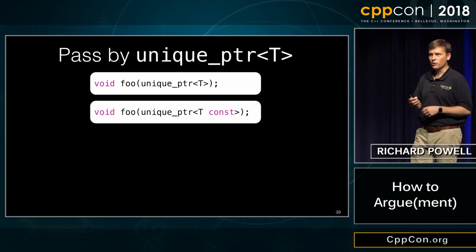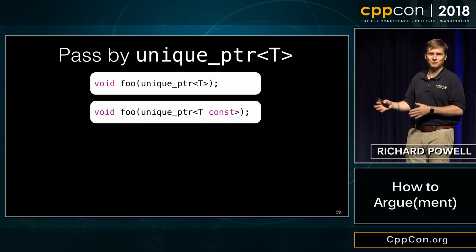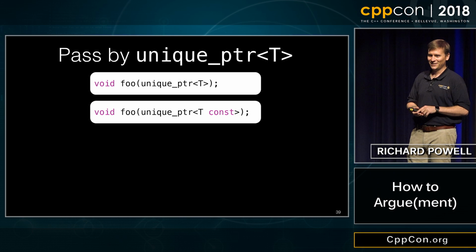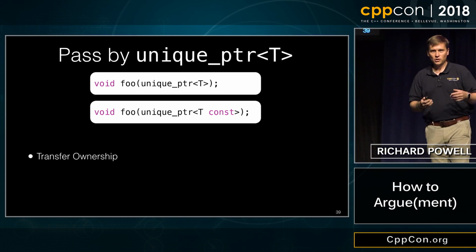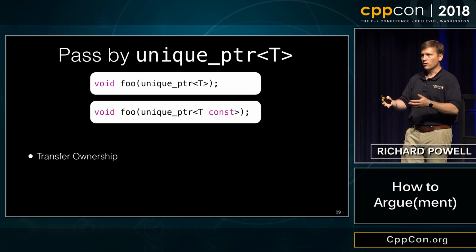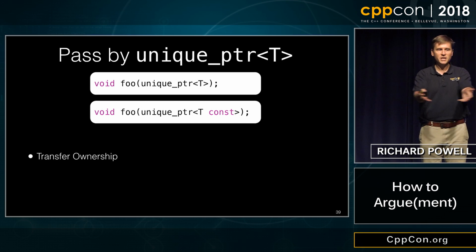So, when we pass by unique pointer, what do we mean? And a hint, I just gave you the answers. So it's one of those three. Transfer ownership. So when you're passing something by a unique pointer, what you're saying is, I have this thing, I used to own it, but now you should own it.